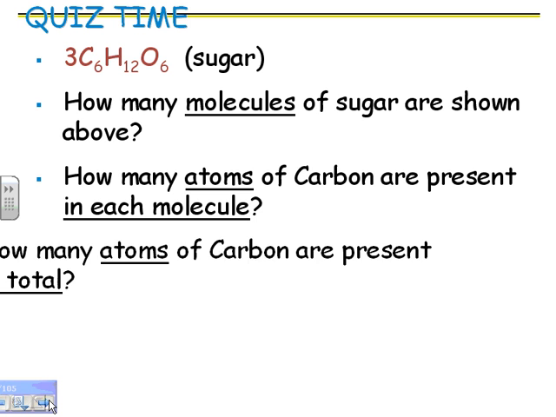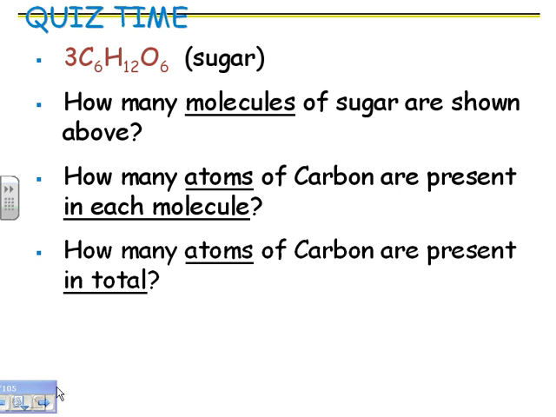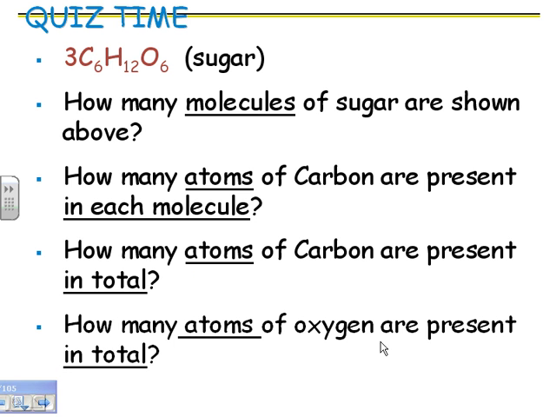And then I bet you can guess the next question. How many atoms of carbon are present in total? 18. Good, so what did you do? I multiplied 6 by 3. Good. How many atoms of oxygen are present in total? 18. Good. Again, 3 times 6 is 18.